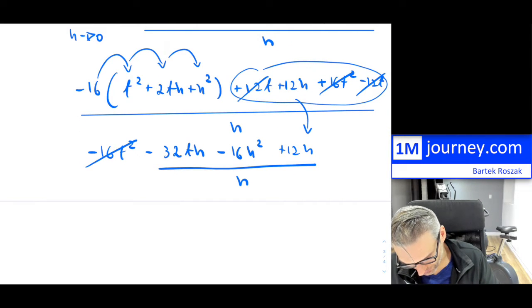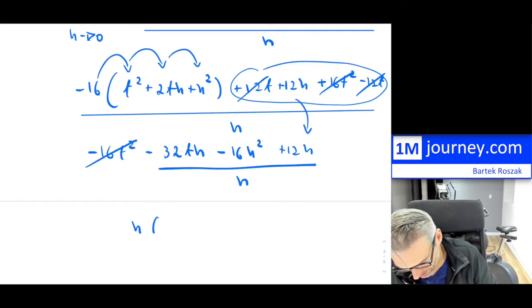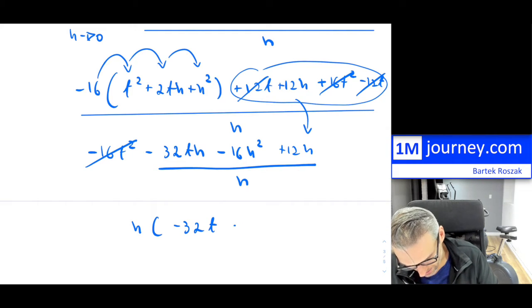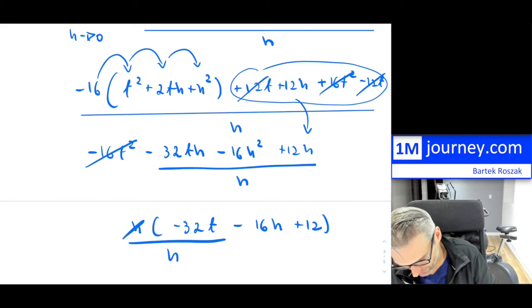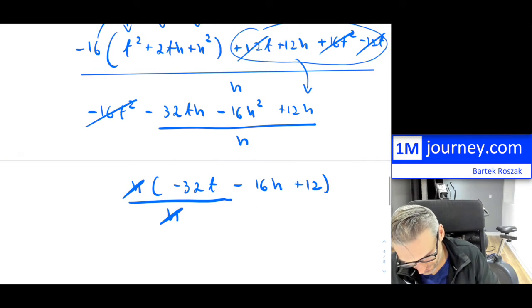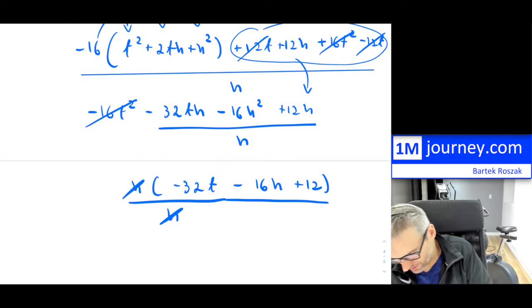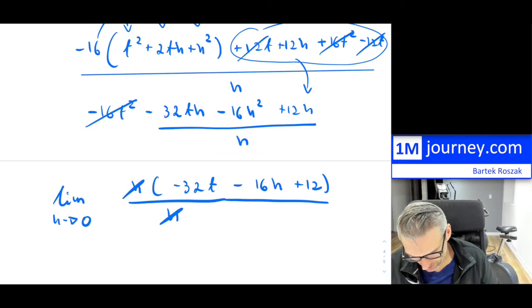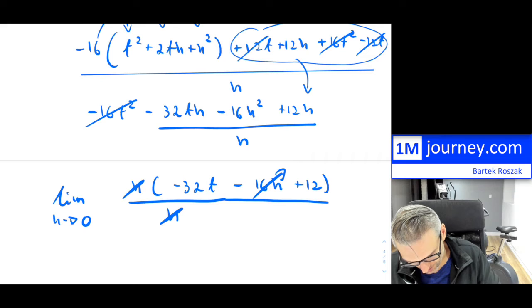So of course, from the numerator, the h can come out. So this is -32t minus 16h plus 12, and then all over h. So that h cancels off. And now as we take the limit, h is approaching 0. So this is approaching 0.